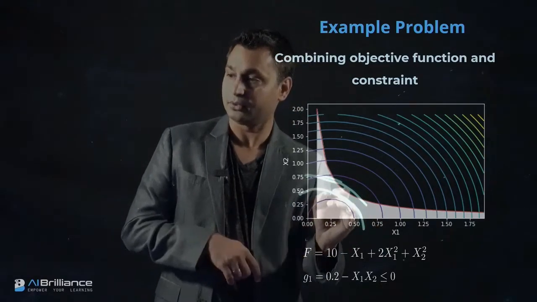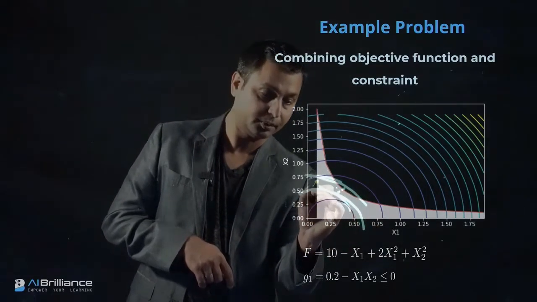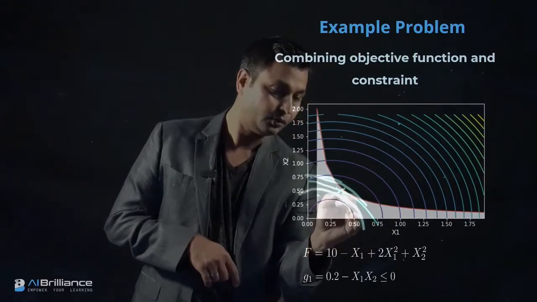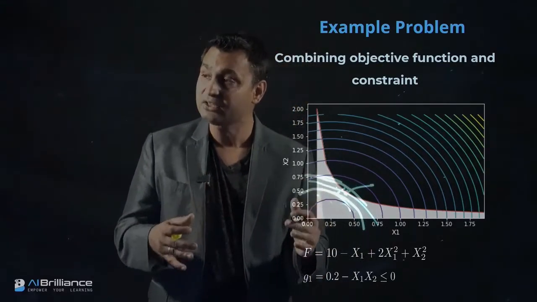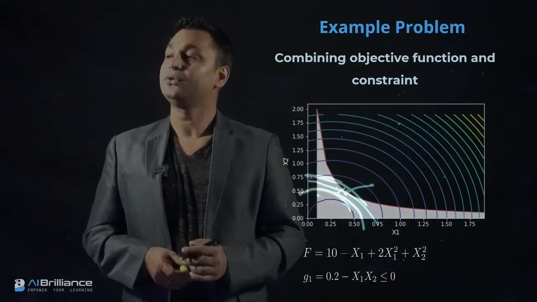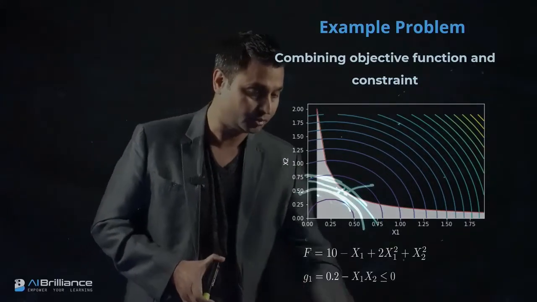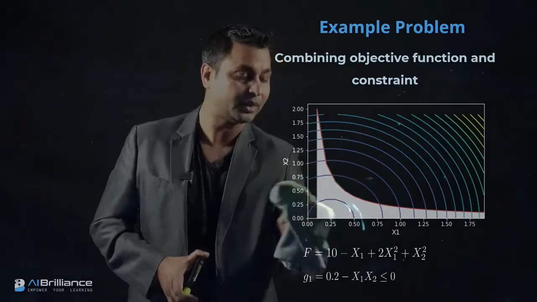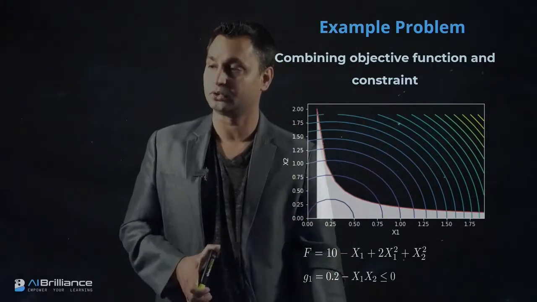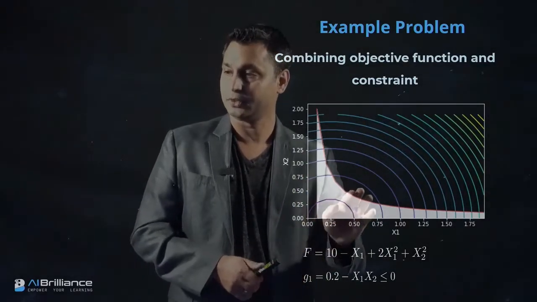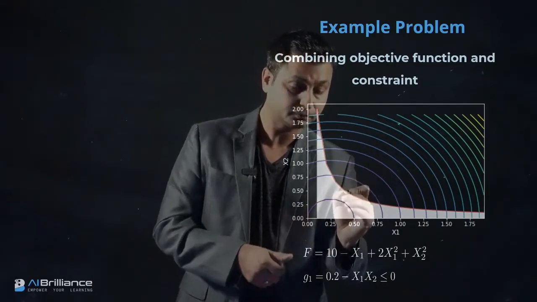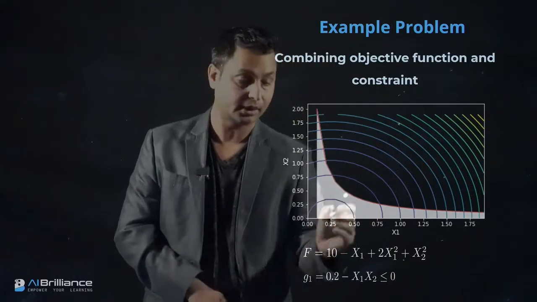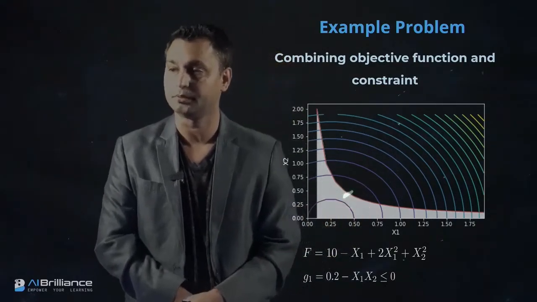I can keep moving in this direction, and as soon as I start touching the boundary, the contour right here, which touches the boundary, becomes feasible and has the least objective function value, so it is going to be the solution to this problem. That's how we determine the location of the optimal solution. As you can see, right here is going to be the optimal solution of the overall problem.